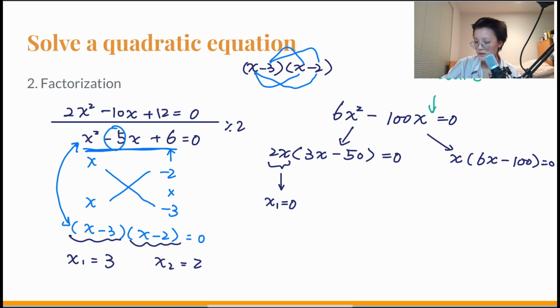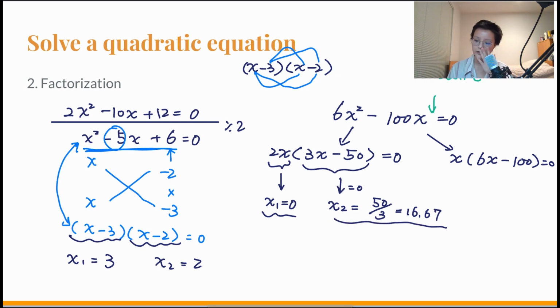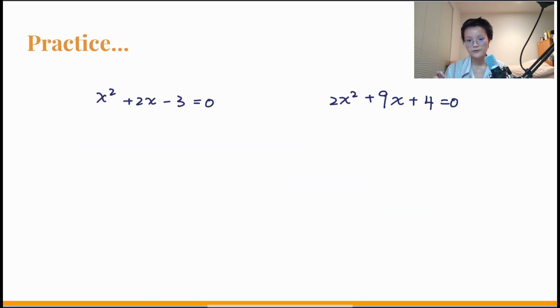Or it could also be the case that 3x minus 50 equals 0. If this equals 0, then x would be 50 over 3. Here we got our two solutions, or two roots, of this quadratic equation. We can do two more practice questions. Pause the video and proceed when you have done.